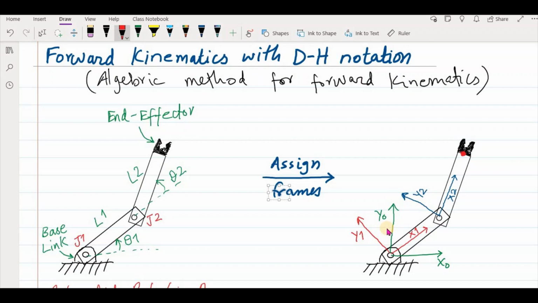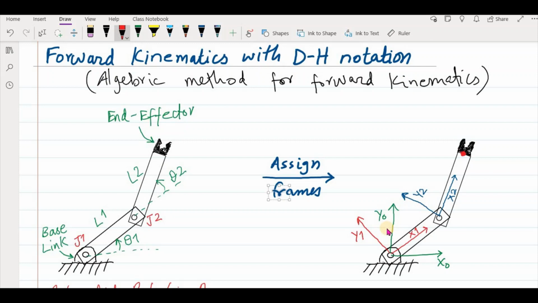And next what we do, we try to put the x1 axis in direction of the link length, okay, and y1 axis will be perpendicular to the x1 axis and z1 axis. So till now we have assigned two frames, frame 0 and frame 1, and they have same origin, but the only difference is that frame 1 is rotated by theta 1 with respect to frame 0. Okay, we have assigned the two frames.